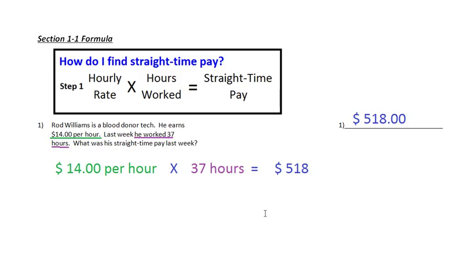So, as you work through the rest of these problems, be aware that sometimes the hourly rate won't be an even dollar amount like $14. It might be $8.50. And the hours worked right here in purple, well, they might not be an even hour amount like 37 hours. They might be 37.5 hours or some other decimal. Regardless, you still show your work, you multiply them out, and you get the final answer.